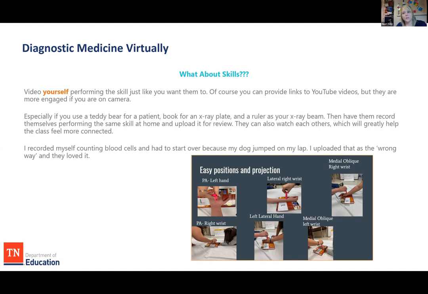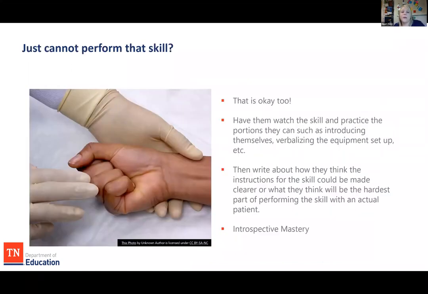Now, of course, we're going to have skills they can't do. They can't perform phlebotomy at home on their teddy bear, but that's okay too. So you can have them watch the skill, practice the portions, everything they can do. Have them use a pencil as their needle and explain to you that they're going to be bevel up and why, or they're going to be bevel down and why not. So all those different things that they can do without actually performing that part of the skill that they can't do. They can verbalize just like you would during an actual skill exam. They can verbalize all the portions. They can act it out and verbalize all those things they can't actually do.